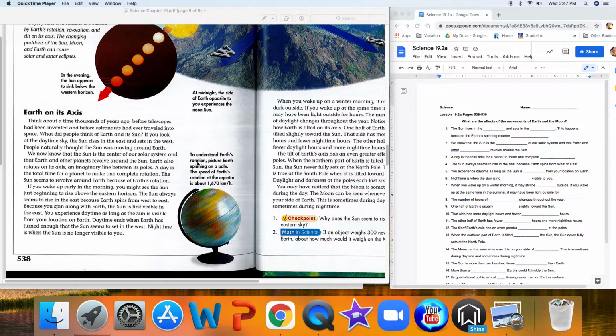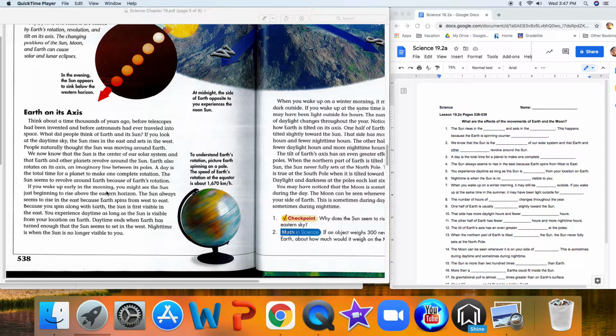It says to understand Earth's rotation, picture Earth spinning on a pole. The speed here, which would be the biggest circle at your equator, we're cruising at 1,670 kilometers per hour. Now, I know that's kilometers, guys, but that's still over 1,000 miles per hour. So the sun seems to rise and set faster at the equator because the speed is going faster.